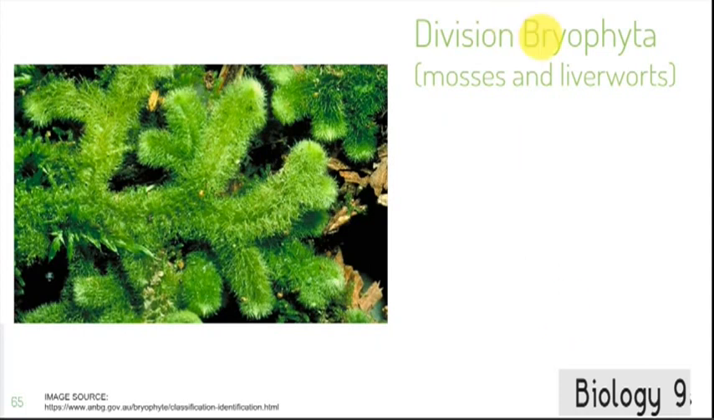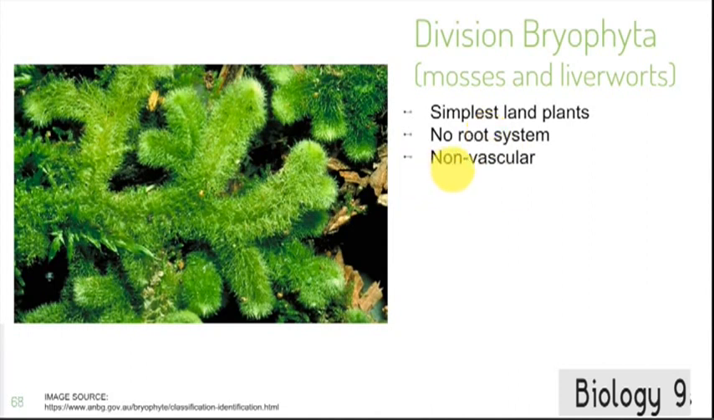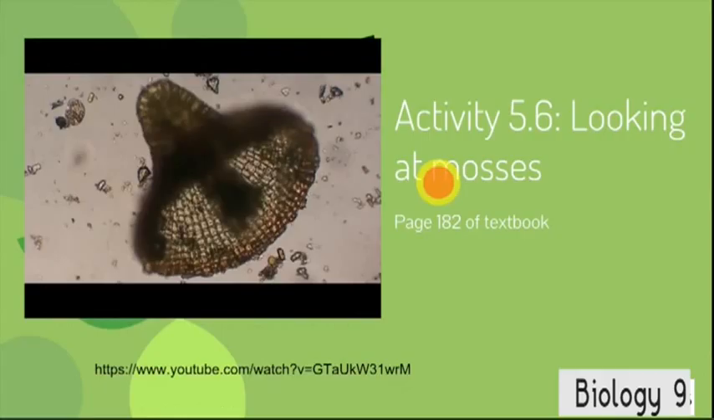So this first one we're going to talk about is the Bryophyta. These are what are commonly referred to as the mosses and also liverworts. The important thing about these is they are simple and they do not have a true root system. So they can't reach water under the soil or anchor themselves firmly on the ground. They're also non-vascular, meaning they don't have a transport system for food and water. They are small. Most of them live in rainforests.